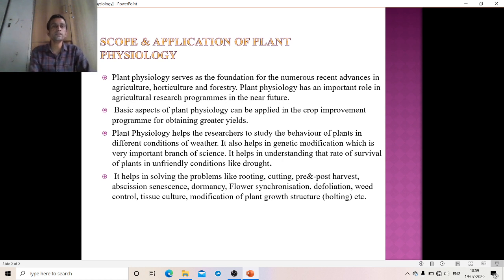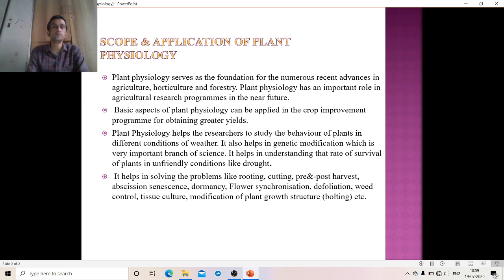The next point is that the basic aspects of plant physiology can be applied in crop improvement programs for obtaining greater yield. This topic we see means we require greater yield of the plant. We increase the yield of the plant. We know the physiology of the plant.